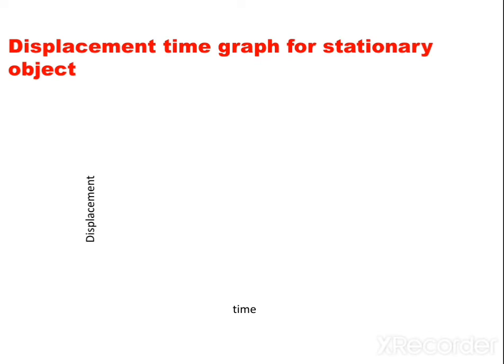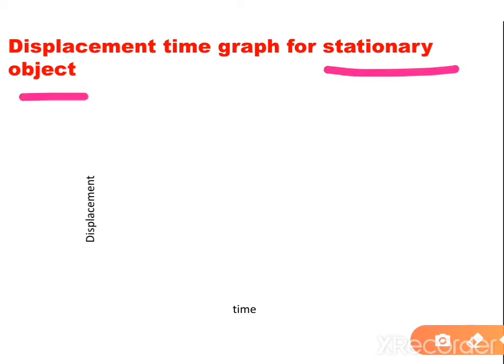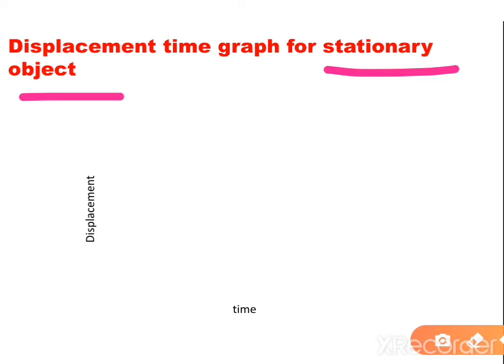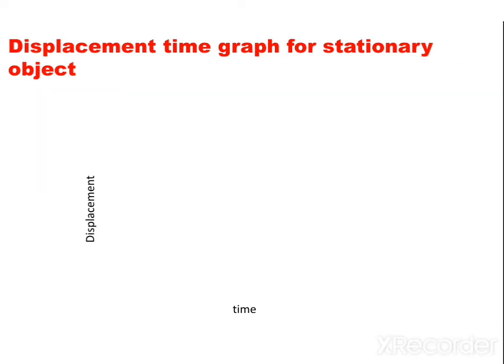So first graph is displacement time graph for a stationary object. Now what is stationary object? What do you mean by stationary object? The object which is always at rest, which is not changing its position, is called as stationary object.